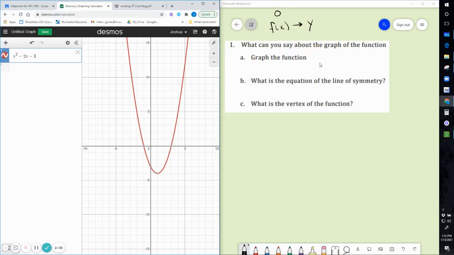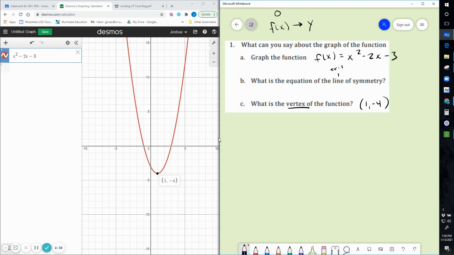The first thing was to graph the function. You don't really have to do anything for that; you're graphing it on Desmos. Then there are two more questions. What's the equation of the axis of symmetry, or the line of symmetry? Line is the same as axis. And also, what is the vertex? Right off the bat, we're going to locate the vertex. Boom, there it is: 1, negative 4. I'm going to put the equation up here.